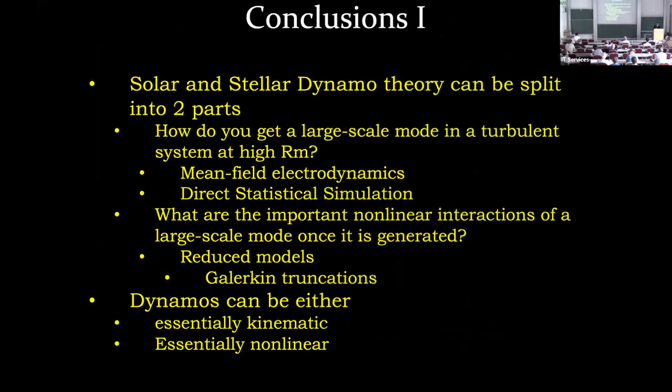My conclusions are in two parts. Solar and stellar dynamo theory can really be split into two parts. The first is, how do you get a large-scale mode in a turbulent system at high Rm? That's what Keith talked about this morning. The second is, what are the important nonlinear interactions of a large-scale mode once it is generated? I also hope to get across to you that dynamos can be essentially kinematic or essentially nonlinear.